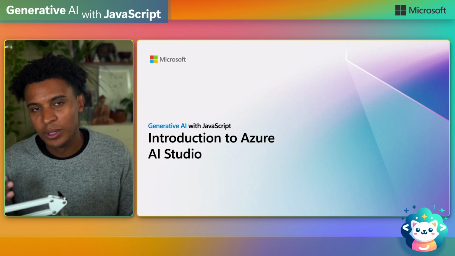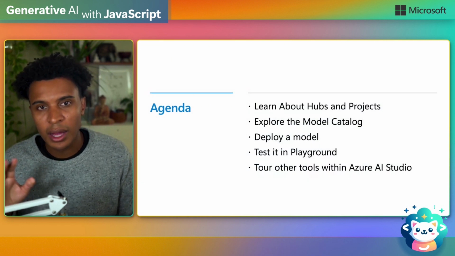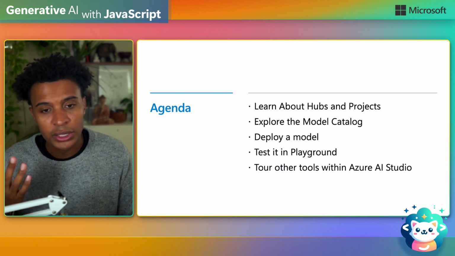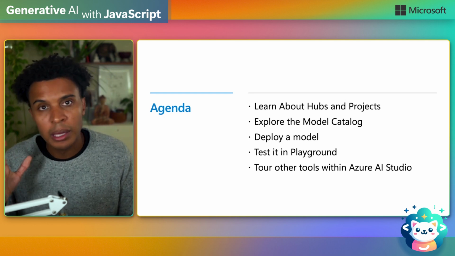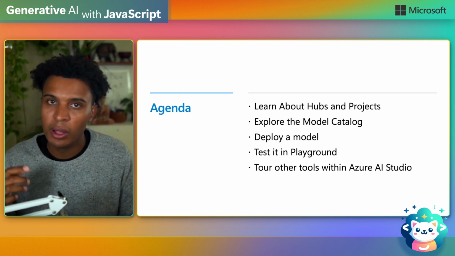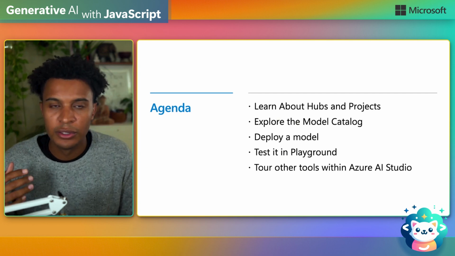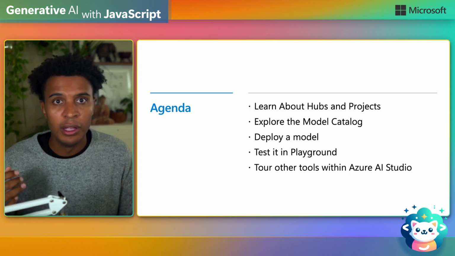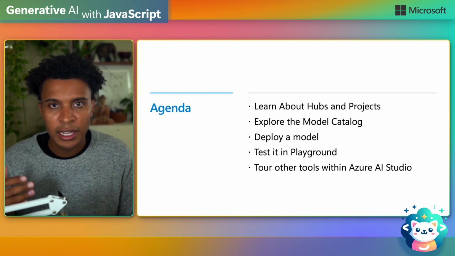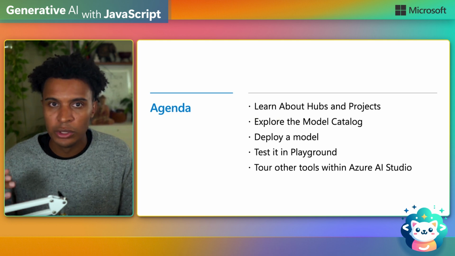As an agenda for today's lesson, we're going to look at first how we organize things within the Azure AI Studio. This is called hubs and projects. Then we're going to explore the model catalog. This is where we keep all of the large language and small language models available in the Azure AI Studio and give you relevant information on how to work with them. Then we're actually going to deploy a model, test that model in the playground, and then lastly, tour some of the other tools within the Azure AI Studio that might be relevant to you as you start building.